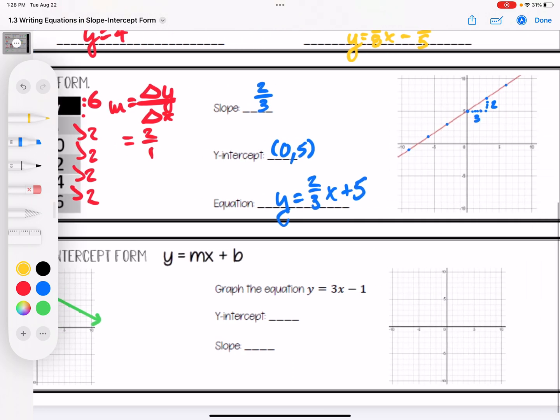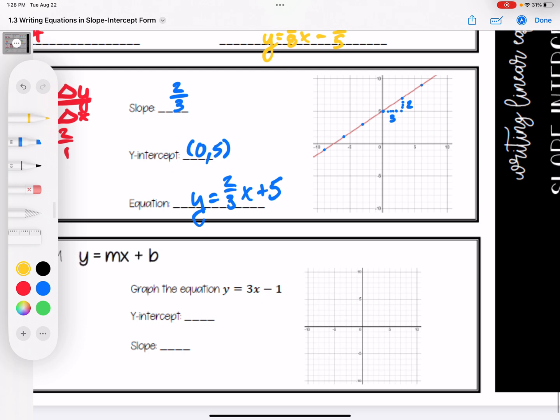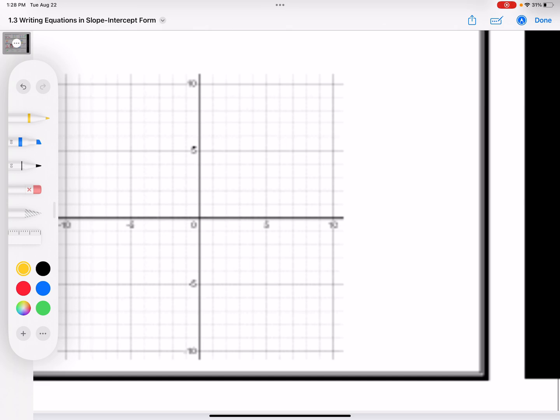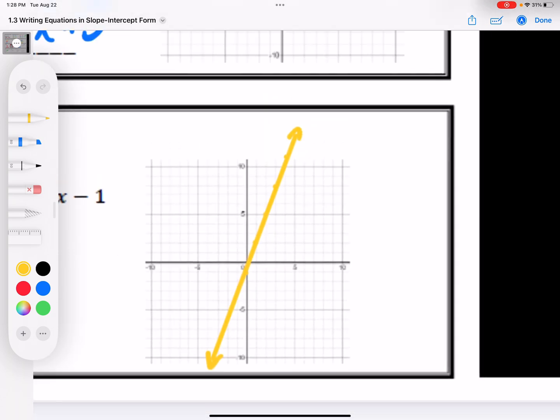Last one today, graphing 3x minus 1. The intercept is at minus 1. The slope is 3. All right, so let's see. Here's my intercept at minus 1. I go up 3 over 1, up 3 over 1, up 3 over 1, up 3 over 1. And then I'm just going to draw a line through these points. And that is that.